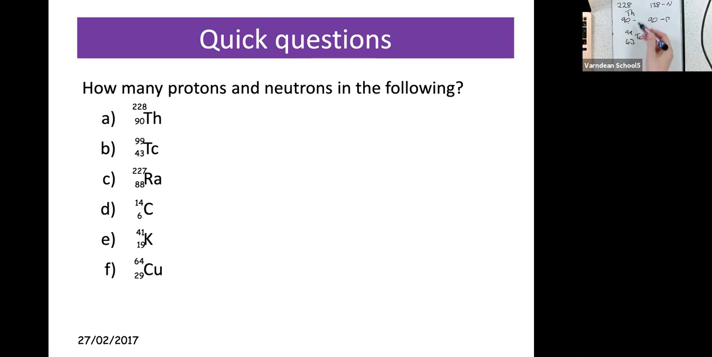Doesn't matter what the symbol means, irrelevant. How many protons has it got? That's the bottom number. It has 43 protons. How many neutrons does it have? That's the top number. Take away the bottom number, so that is 56. Okay. You're allowed a calculator in your exam if you're unsure.